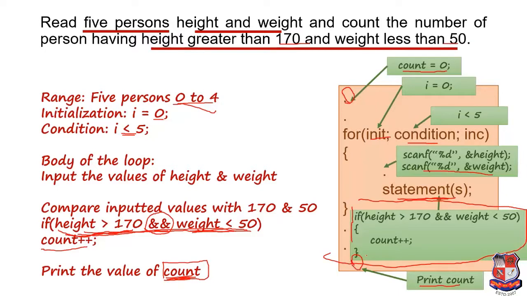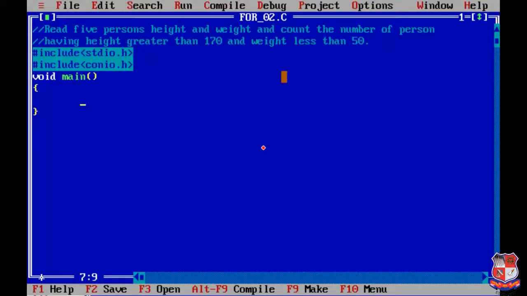Now we'll see the demonstration of this program in Turbo C++. I already mentioned the header files and the main function. We'll start with the declaration of variables. We require variables like height, then weight. Then we need a count variable, and we are initializing it with 0.